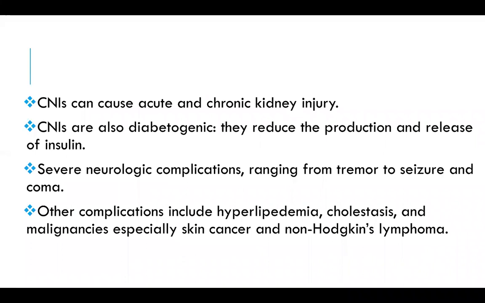Calcineurin inhibitors can cause acute and chronic kidney injury. Also, it is diabetogenic by reducing the production and release of insulin. Also, it can cause severe neurological complications ranging from tremor to seizure and coma. Other complications include hyperlipidemia, cholestasis, and malignancies, especially skin cancer and non-Hodgkin lymphoma.